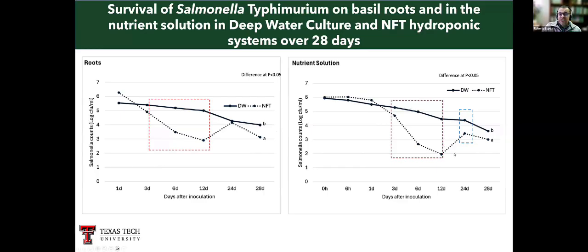And what about the nutrient solution again? So we can see that by day 3 to 12, we definitely see that in deep water culture, we have higher counts compared to NFT. And by 28 days, again, we still have that Salmonella in the nutrient solution. So again, this is going to help Angela develop protocols on how growers can mitigate the introduction of these pathogens that can really cause a lot of illness and sometimes death and very costly to the herb industry.